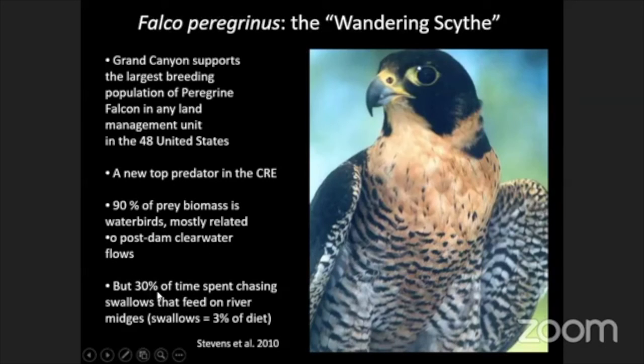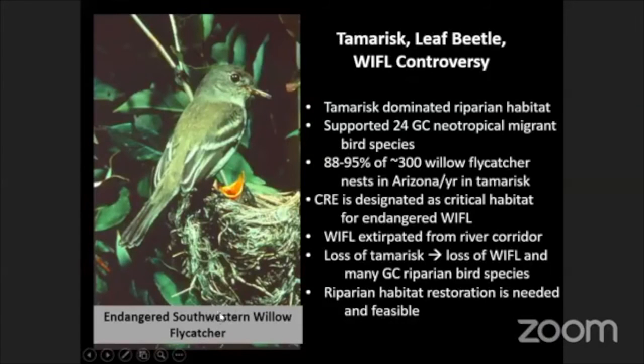Oddly and kind of wonderfully, these birds, which are the fastest animal on Earth, reaching speeds of 230 miles an hour, spend about 30% of their time chasing swallows and swifts that feed on midges that are coming up out of the river. But those activities only account for about 3% of their diet.